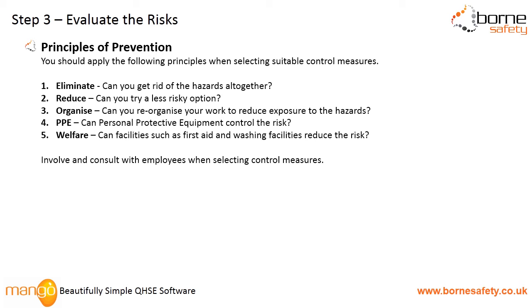And then there's welfare. So you're going to put in place certain facilities to try and mitigate risks if they do happen. So if somebody is exposed to chemicals, for example, do they have the ability to wash that off effectively? Or if somebody is injured, what facilities do you have in place? First aid, for example, to make sure that any severity or outcome of that injury is reduced as much as possible. And make sure that you involve and consult with employees when you're selecting your control measures. Speak to them. They'll have some very good positive ideas on how best to control risks in the workplace.